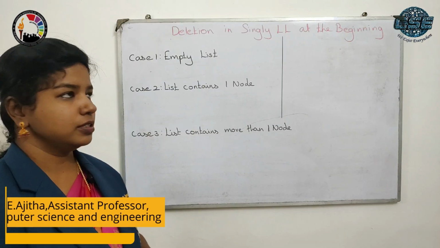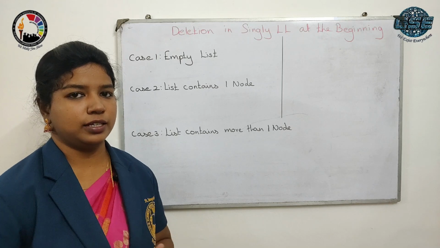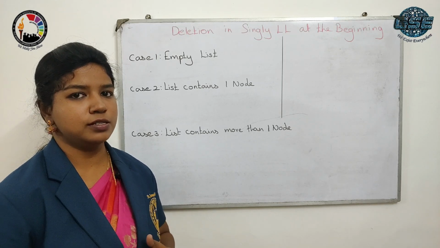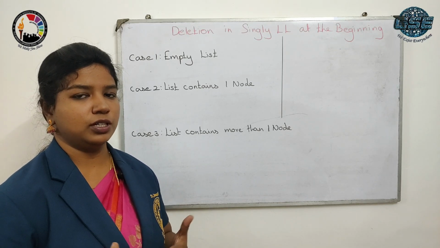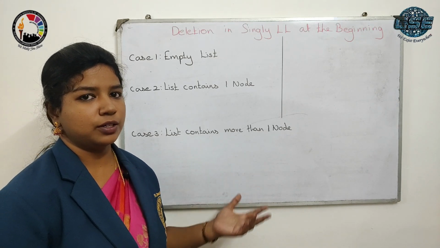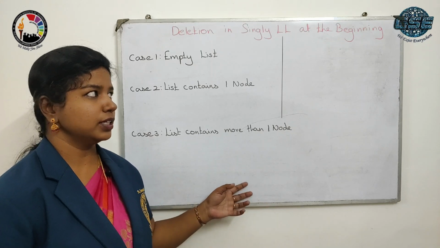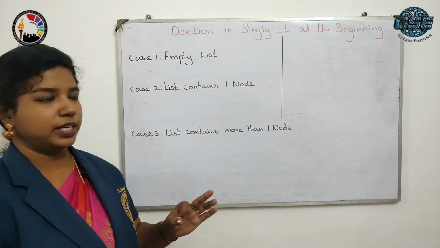The next operation is deletion in a singly linked list. Deletion can be done at the beginning of your linked list, at a specified position, or at the end of your linked list. Here we are going to see how to delete a node from the beginning of your linked list. It will have three cases.